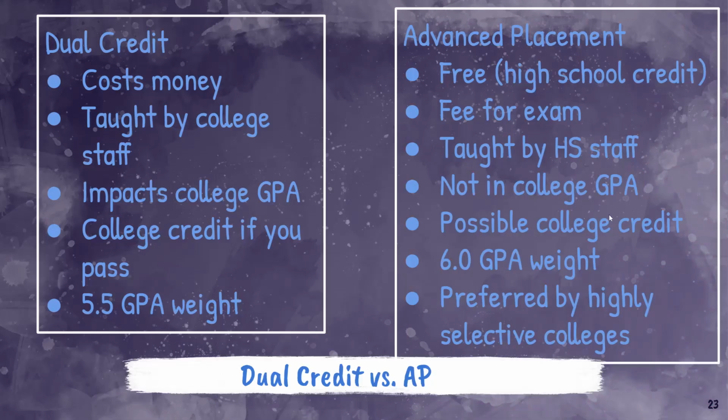So again, dual credit can help save money because they're taught at community colleges, and Collin College has the lowest tuition. It does impact your college GPA. It's on a 5.5 weighted GPA scale, and it's taught by Collin professors. AP doesn't cost you money unless you're paying for the fee, and taking the exam is the way that you get the college credit. Those are high school courses taught by high school staff. They don't factor into your college GPA. It's up to the receiving college whether or not they're going to award that credit. They are on the 6.0 GPA scale.